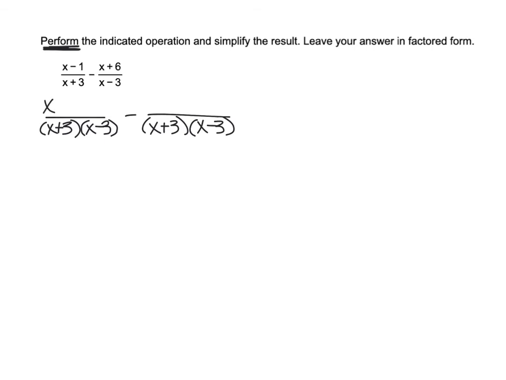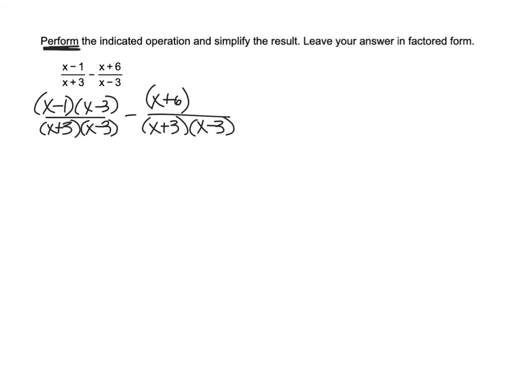So our original fraction was x minus 1 over x plus 3. The new part was x minus 3, so whatever we put in the denominator, we have to include in the numerator. That's my first fraction. My second one, we had x plus 6.